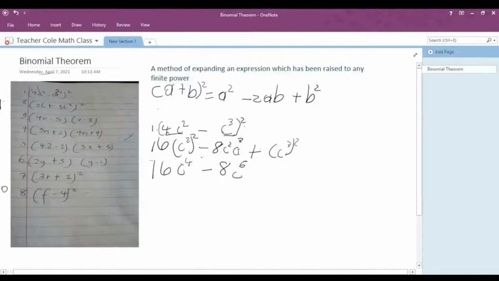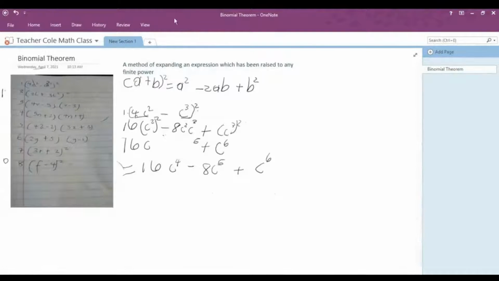For this part now, we also see c cubed being raised to the second power. When a power is raised to another power, we multiply, so it will be 3 times 2 equals 6. And that is the final answer. Let's rewrite it. The answer is equal to 16c to the 4 minus 8c to the 5th power plus c to the 6th power. And that is our first example.